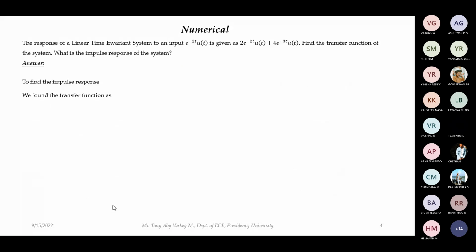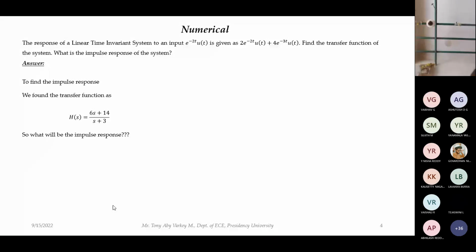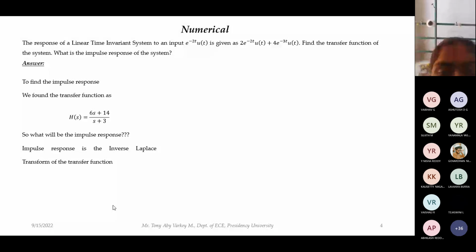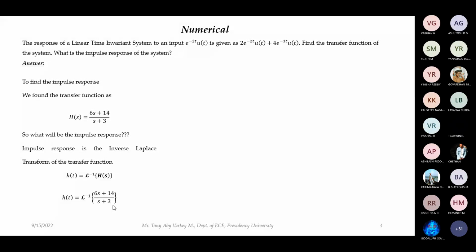So we found the transfer function. Now the impulse response will be the inverse Laplace transform of the transfer function, which you told, that is correct. So I will find h of t. H of t is equal to Laplace inverse of H of s. So you have to find the Laplace inverse of 6s plus 14 divided by s plus 3. Can you find out the Laplace inverse of this?